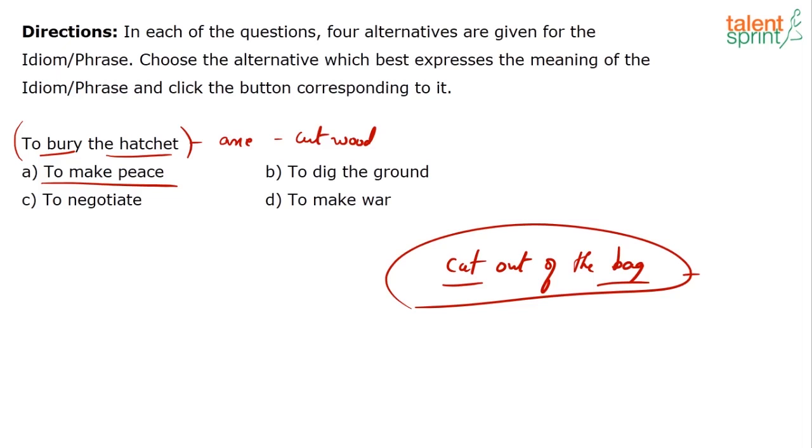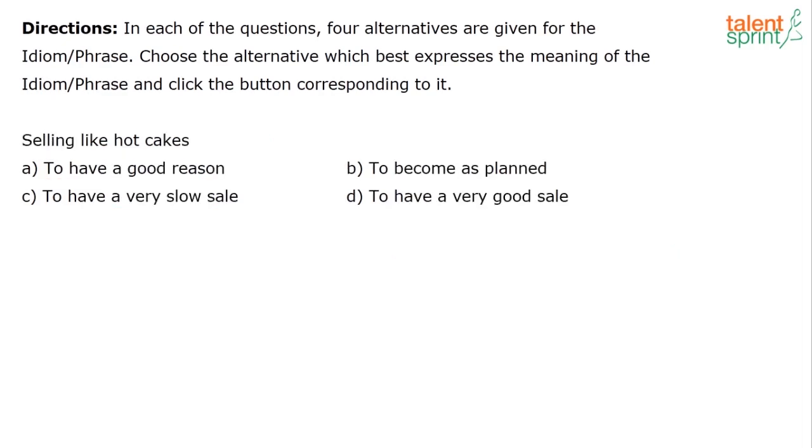So we always need to be familiar with phrases, and mostly idiomatic phrases, they will have some sort of an origin. It would have come in this particular period, especially idioms and phrases related to games, right? There'll always be an origin to it. Let's look at the next one, selling like hotcakes. Sometimes for idiomatic phrases, you can apply this concept. You identify a keyword, and this will be sell. And if you look at the options, to have a good reason, to become as planned, to have a very slow sale, to have a very good sale. So obviously, in the 4 options, I have 2 options which is talking about sale, which is my keyword, right? So I can quickly eliminate option A and B.